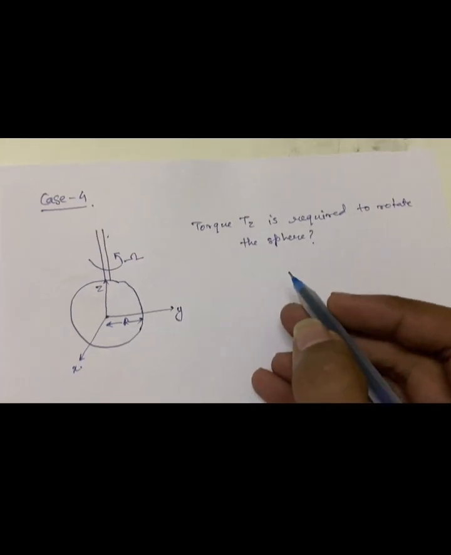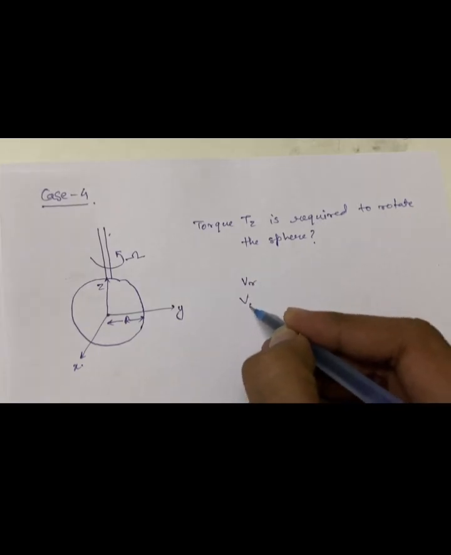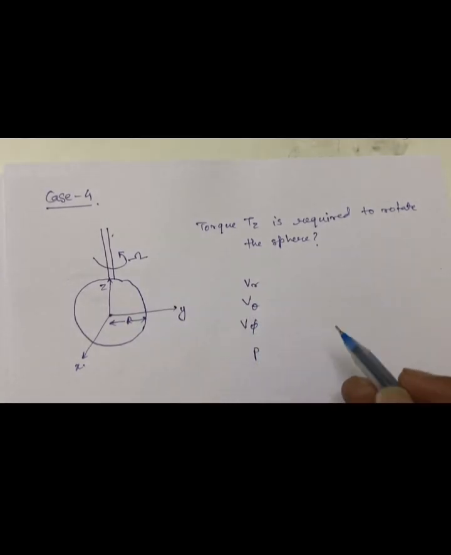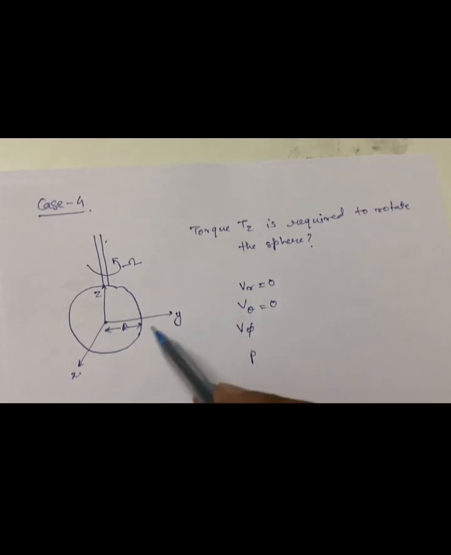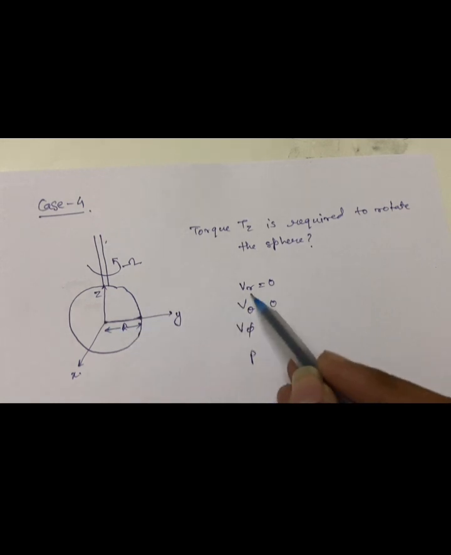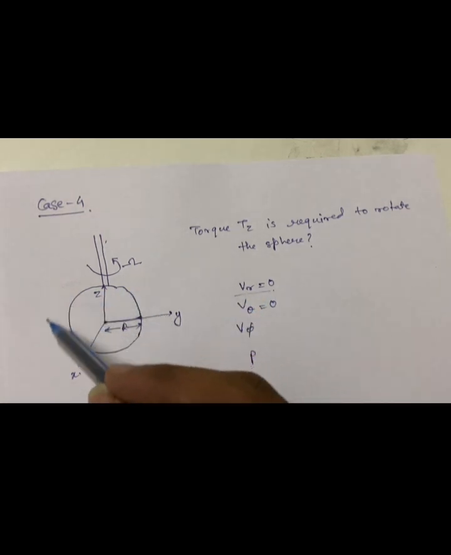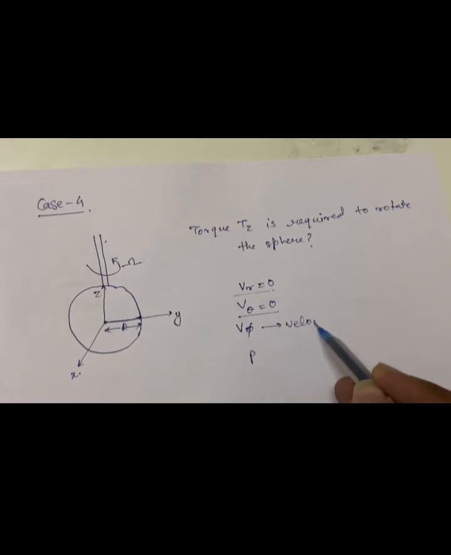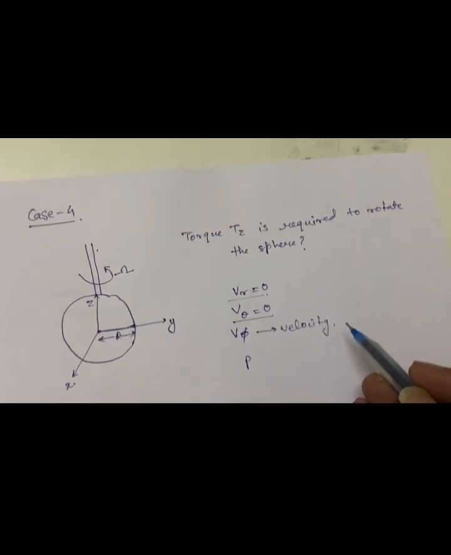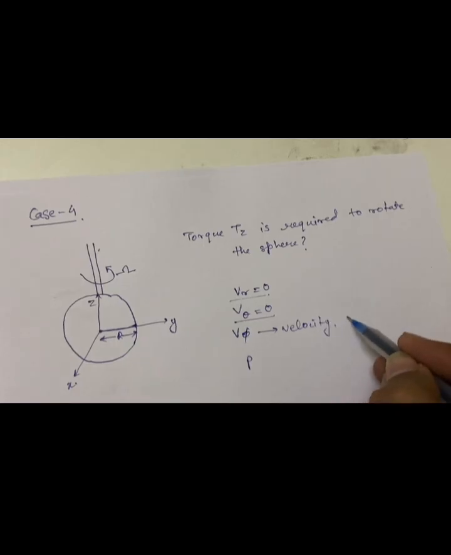In the sphere we have three velocity components, which are Vr, V theta, and V phi, along with pressure. Out of these three velocities, Vr equals 0 and V theta equals 0, because at the point r we have solid material, so fluid is not there, and that's why Vr is 0. In the theta direction the shape is symmetrical, that's why V theta is 0. We only have V phi as our velocity, and V phi depends on r and theta: V phi equals V of r and theta.